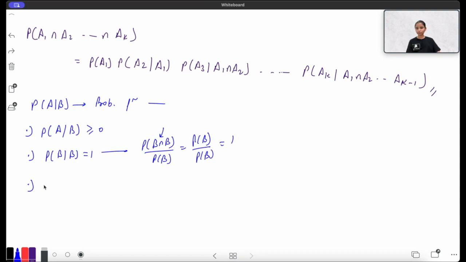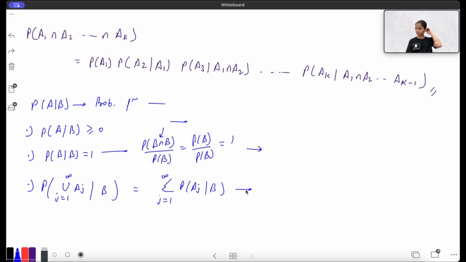Third thing, probability of union j equals 1 to infinity of Aj given B is equal to summation j equals 1 to infinity of probability of Aj given B. That is the addition rule. You can see, this is the axiom of non-negativity, this is the axiom of certainty, and this is the axiom of additivity. Okay, but there is one more axiom that is needed in the conditional probability.